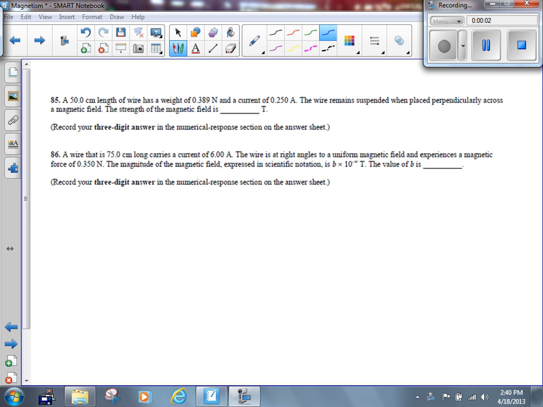I'd like to start off the day by having everyone look at two numerical response questions that appear in your worksheet booklet. Questions number 85 and 86. I'll give you about 3 minutes, please, to do these two questions, and then we'll take a look particularly at number 85, but number 86 as well if you have any trouble with it.